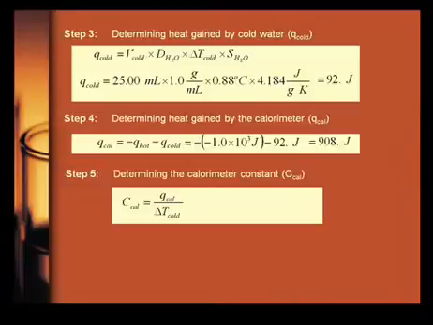And step 5, determining the calorimeter constant, C cal. C cal is equal to Q cal divided by delta T cold.